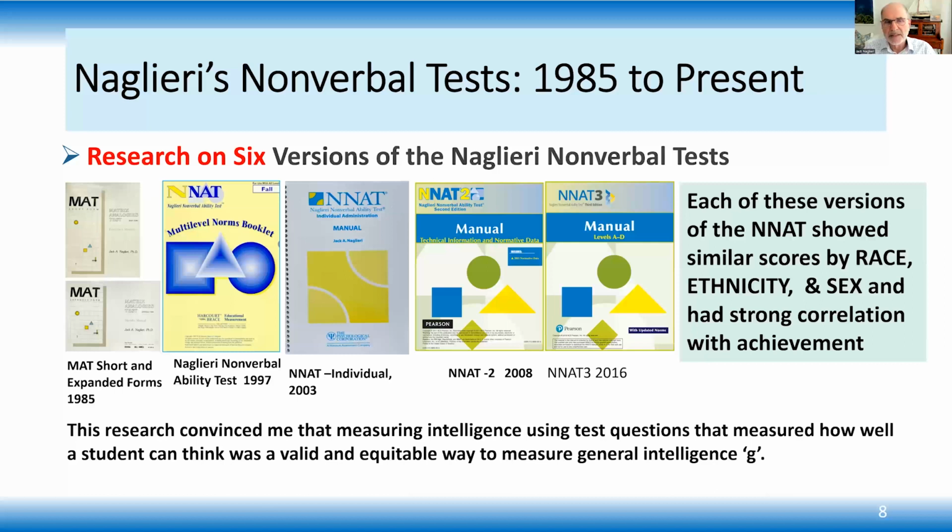Every time I got another edition, I asked the same questions over and over again and got the same answers every time. Similar scores by race, similar scores by ethnicity and sex, and yet strong correlations with achievement. So this line of research, published in all the major journals, convinced me that measuring intelligence using test questions that evaluated how well a student can think was a valid and equitable way to measure general intelligence.